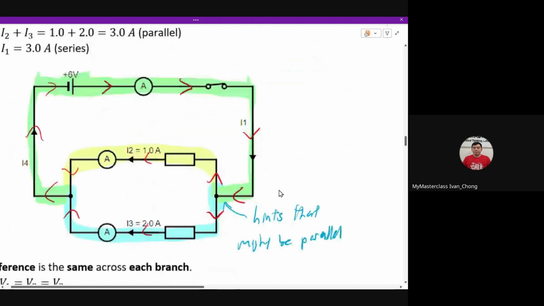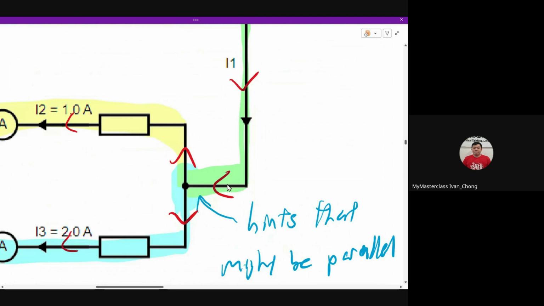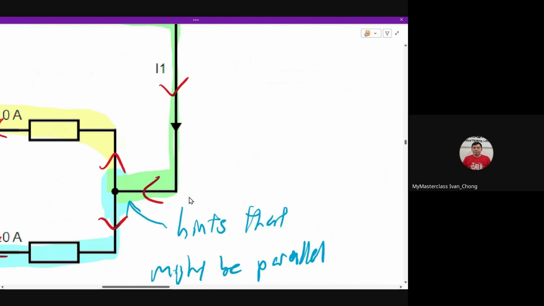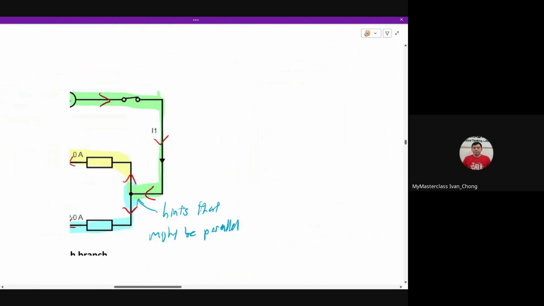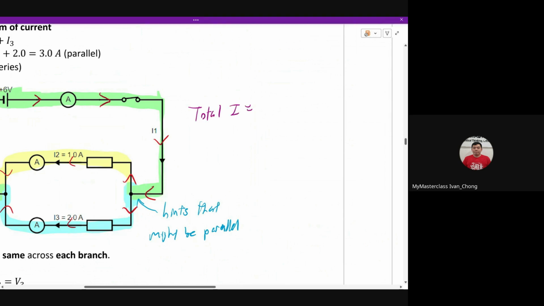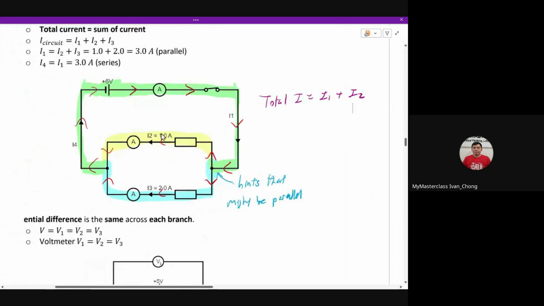What you can do is zoom in here. Just remember, what goes in must come out. All the current going in is equal to these 2. So how do you phrase this? Total I is just I1 plus I2. So if I2 is 1 and I3 is 2, your I1 is going to be the sum of these 2, which is 1 plus 2. This is 3.0.